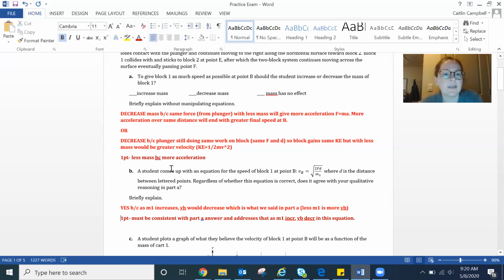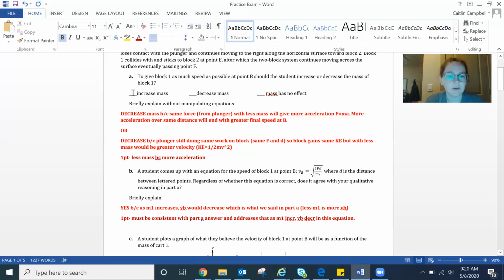Now for here, let's say you did part A wrong. Let's say you were like, mass has no effect, it's going to cancel out, blah, blah, blah. You're definitely not getting the point for part A, but then if on part B, you're like, no, this doesn't agree. I said that mass should have no effect, it shouldn't be in there, then you're good.